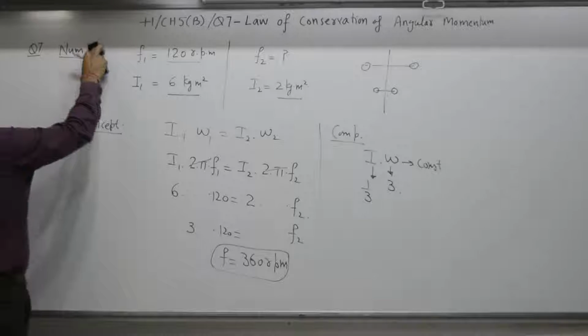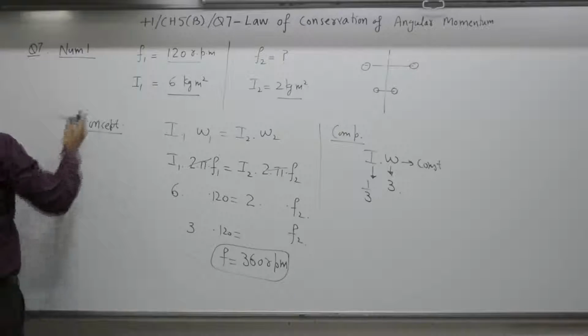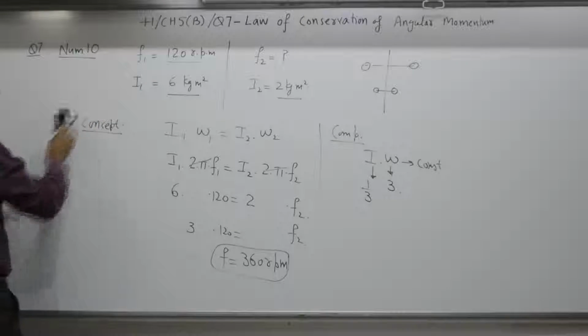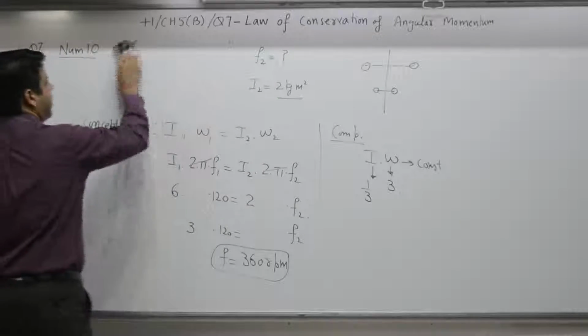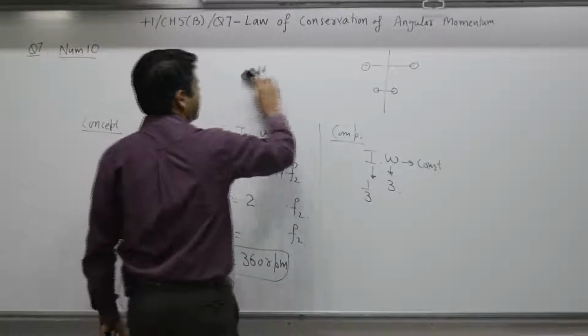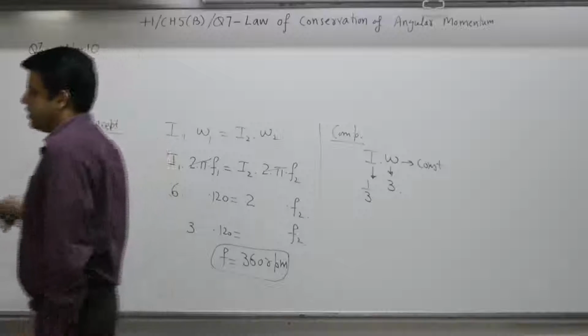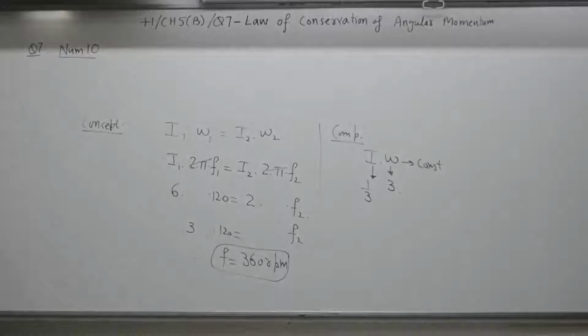Numerical number 10. The question is, the sun rotates around itself once in 27 days. Time period is given. If it were to expand to twice its present diameter, what would be the new period of revolution?